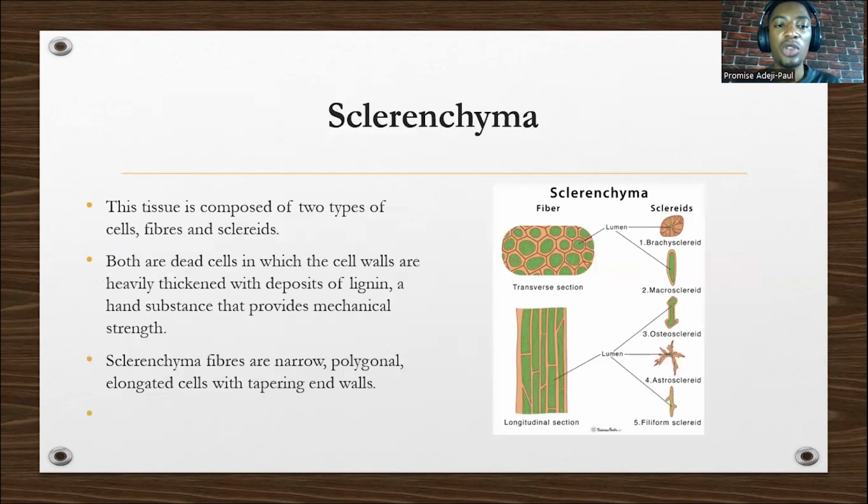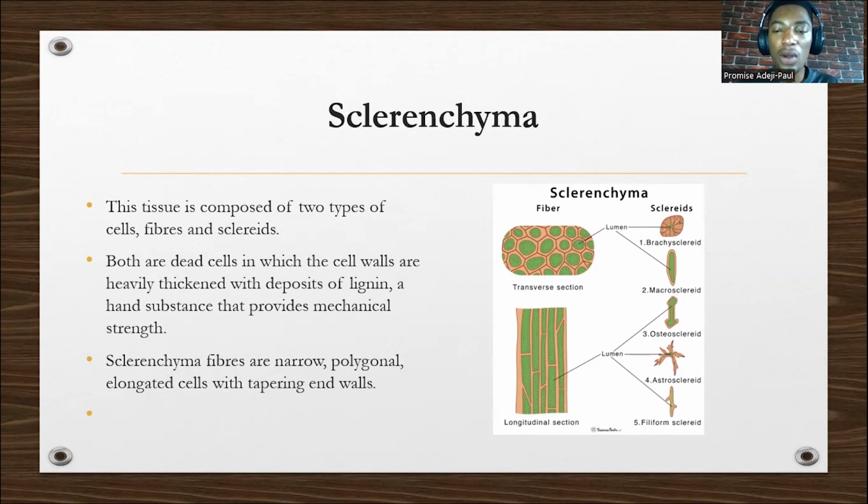So what about sclerenchyma? It consists of two types of cell, fibers and sclereids. Both are dead cells in which the cell walls are what? They are heavily thickened, very heavily thickened. And why are they thickened? Due to the deposition of what we call lignin. And lignin is a hard substance that provides mechanical strength.